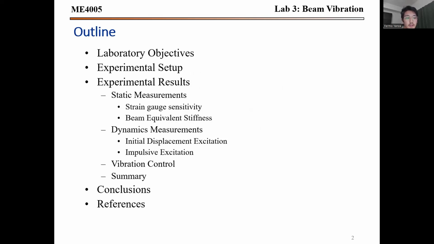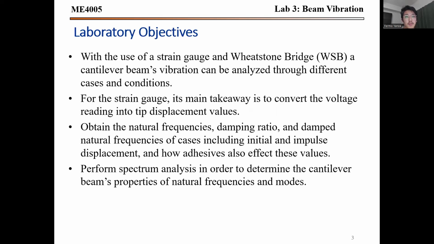The outline of this lab was mainly to discuss the vibration of a beam, demonstrated with an initial displacement, an impact causing an impulse to the beam, and then using adhesives to demonstrate the dampening effects on the said beam.